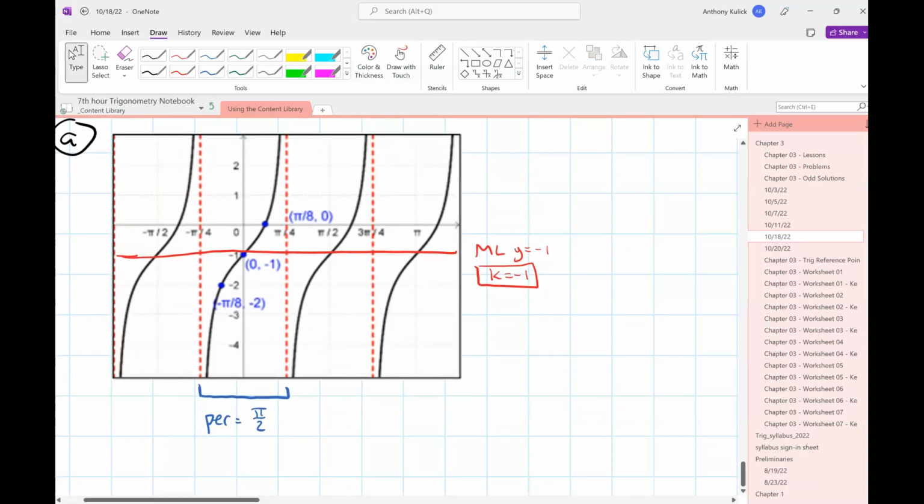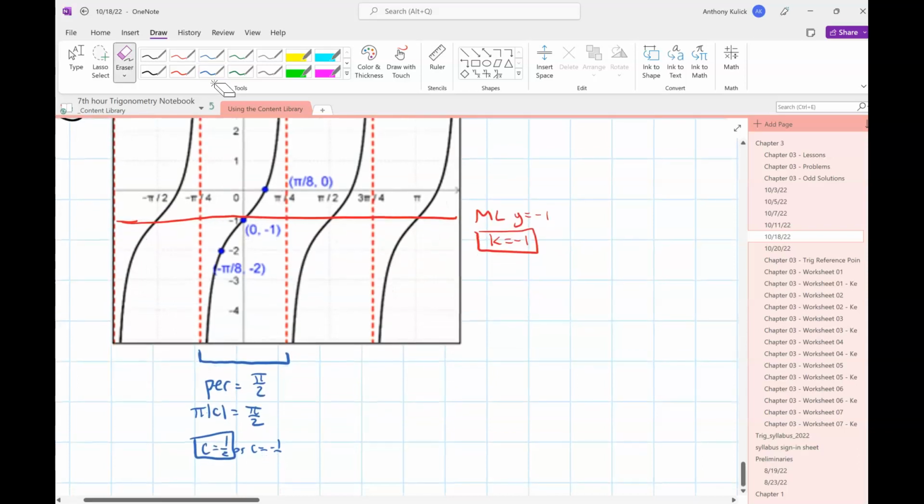Now don't let me trick you guys. The period for tangent is pi times c. So hopefully it's easy to see then that the c is going to be 1/2 or negative 1/2. But again, we always pick the c to be positive. Everybody's good there?